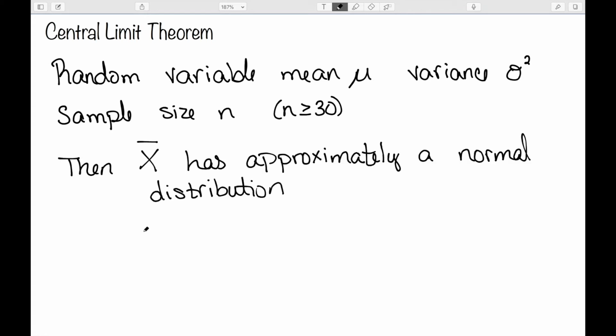Then x bar has approximately a normal distribution, where x bar is the random variable given by the mean of samples of size n. The mean of x bar is going to be mu, and the variance is given by the original variance divided by the square root of the sample size. So let's look at an example of this.